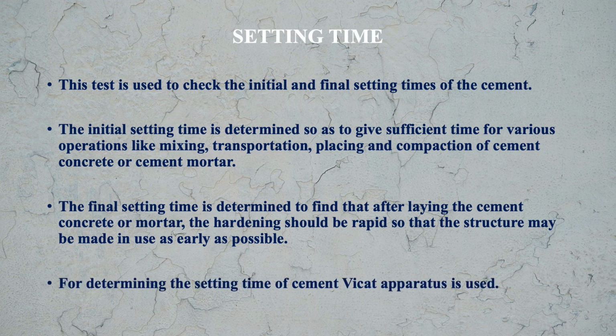For determining the setting time of cement, the Vicat apparatus is used. The same apparatus which we used in the measurement of standard consistency, but now with a change of pins basically. Instead of the plunger, we will be using some pins here.